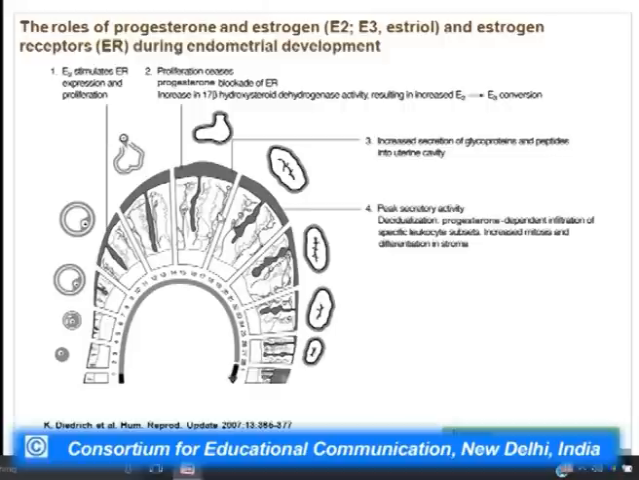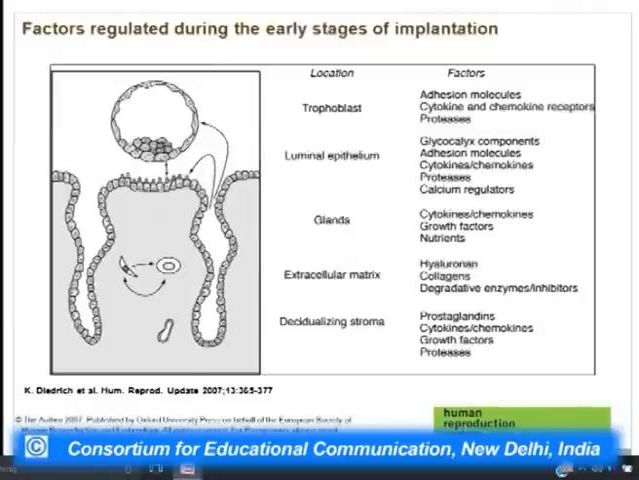And then further down, when the levels decrease, then this layer is sloughed off and shed. So, this is how the E2, E3, the progesterone and the estrogen as well as the estrogen receptors play a role during the endometrial development.